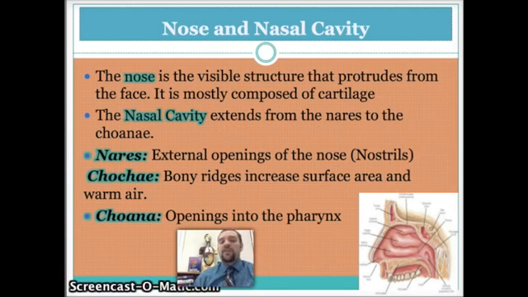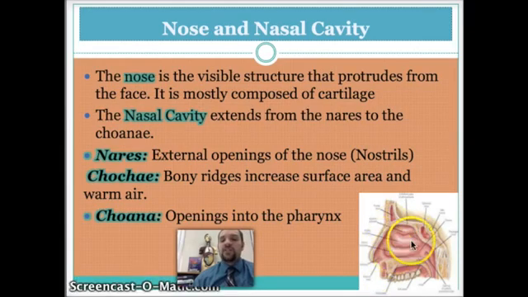But again, when we look at this, the main structure we're going to look at first is your nose. And so your nose is going to be this visible structure that protrudes outside of your face. And when we look at it, it's mostly going to be composed of cartilage. And so that's why it's flexible and you can move it back and forth. What we're going to see is once you go through your nares, so your nostrils, if we look at a cross section down here, this is one nostril, so this is a naris. We can go through that, and then you get into this big space.